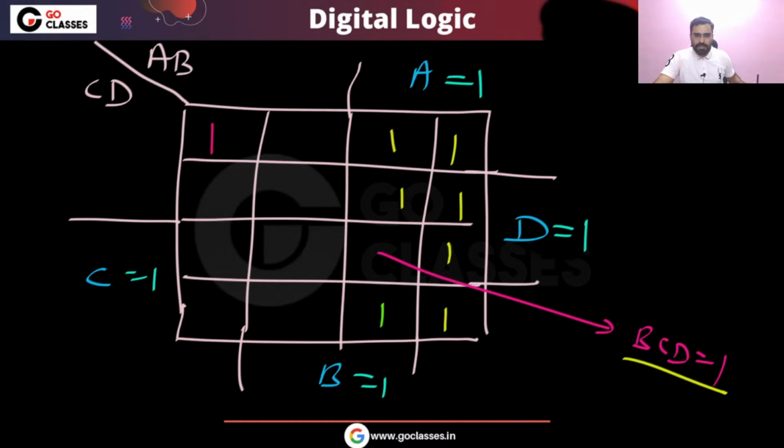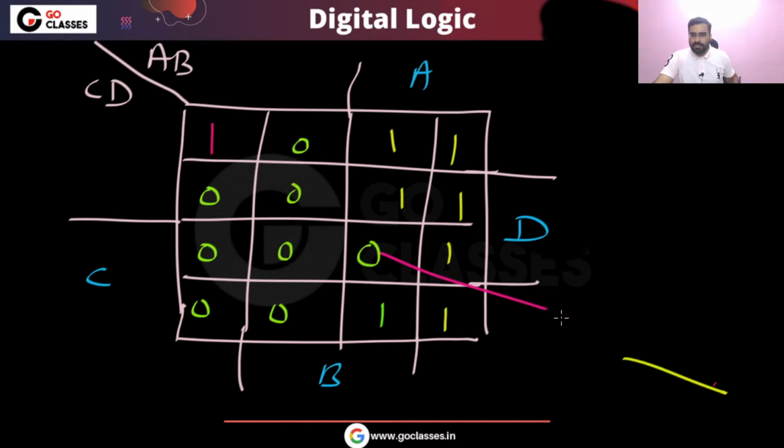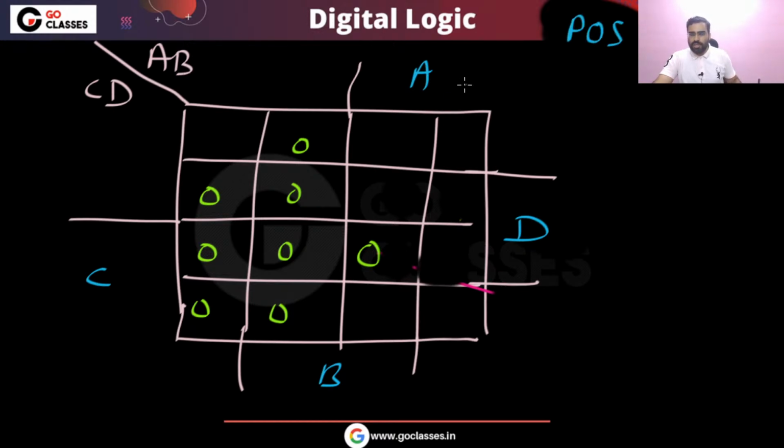Now let's see, the question is asking about POS. So if the question is asking about POS, then I will focus only on 0 entries. We want POS, so we only focus on zero entries. We don't want anything else. And you know that when we have POS, this will become A bar, this will become B bar, this will become C bar. All these concepts we have already seen in the class, so nothing new.